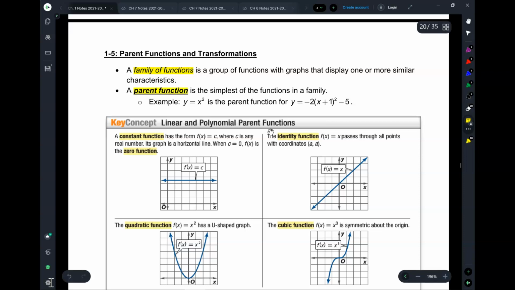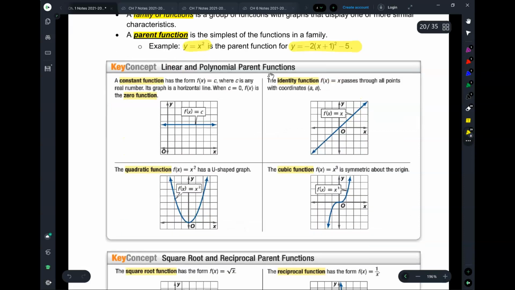The parent function is the simplest of all the functions in a family, right? So for example, this is a quadratic function. It's a fairly complex quadratic function with a whole bunch of embellishments. The parent function of this is the most basic form of the quadratic function, y equals x squared. So in this section, we're going to walk through several of these families of functions, of these parent functions.